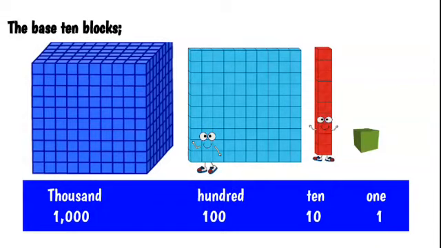Here we have our base 10 blocks: the 1,000 cube, our 100 block, which is the flat, our 10 block, which is the rod, and our 1 block, the unit.